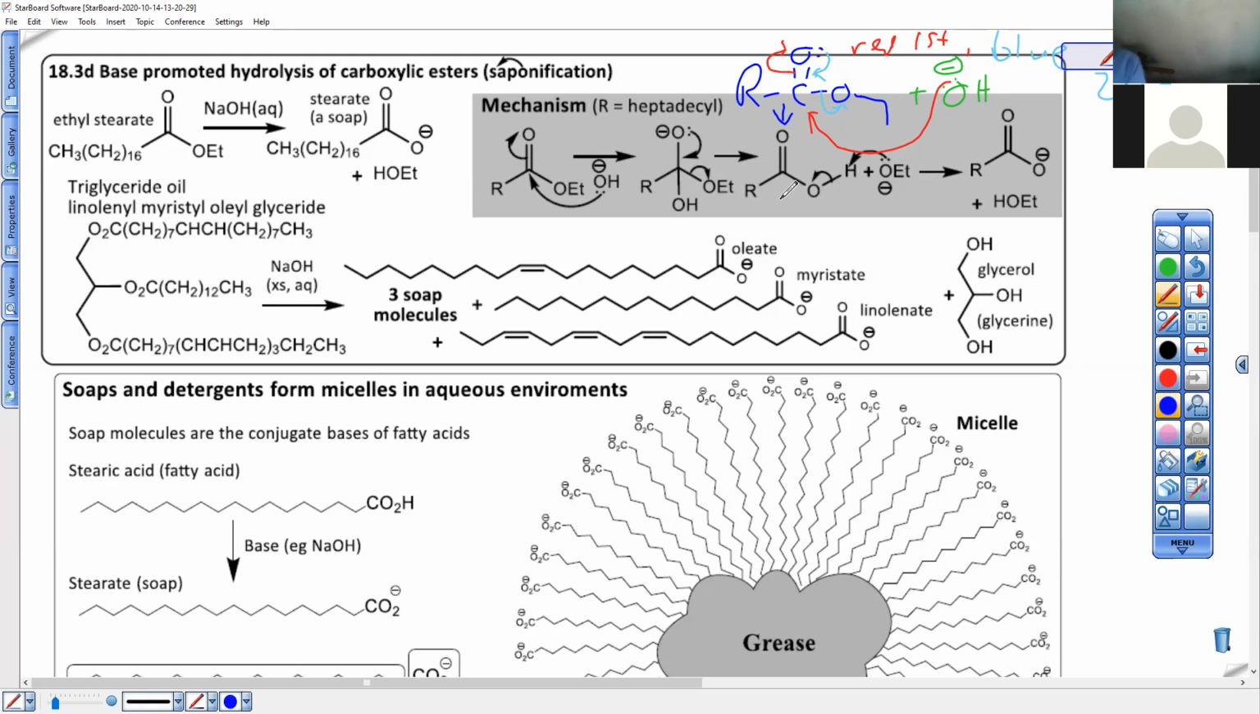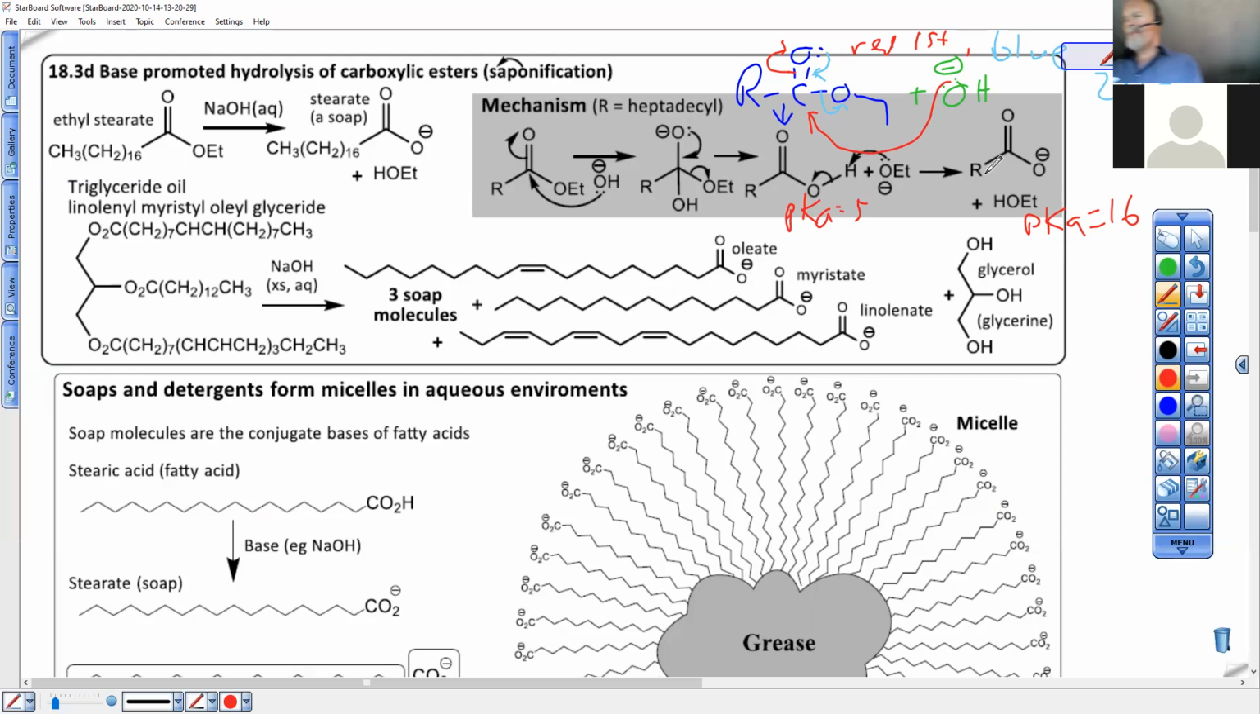pKa says so. We're going from pKa 5 to pKa 16. Remember, ethanol is 16, not 17. And yeah, you can't stop that. And if the R group is substantially large, and when I say substantially, I mean 11 carbons or more, you have a good soap molecule.